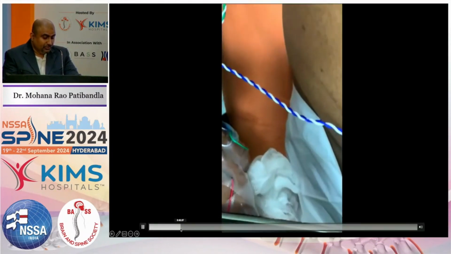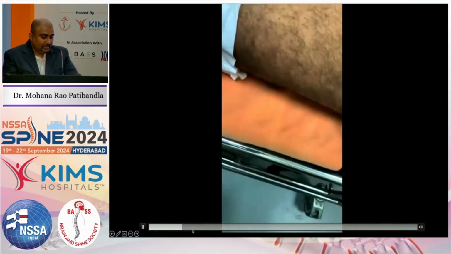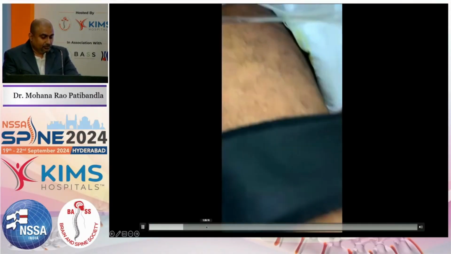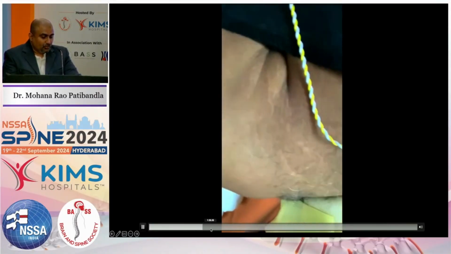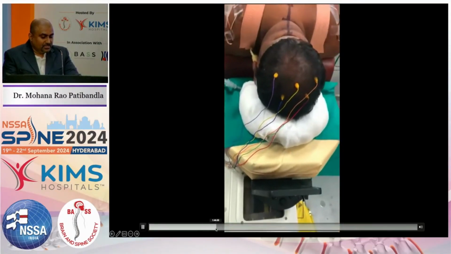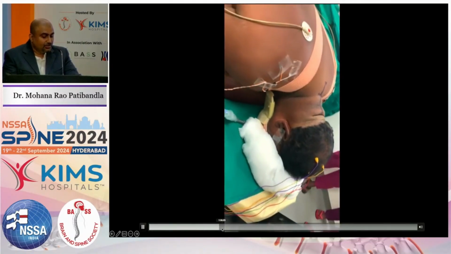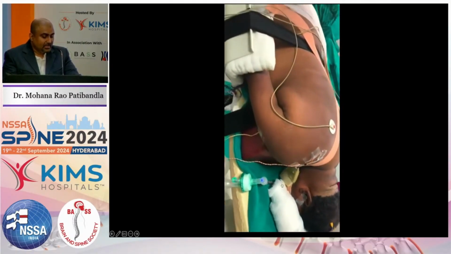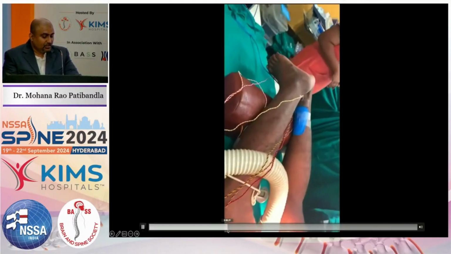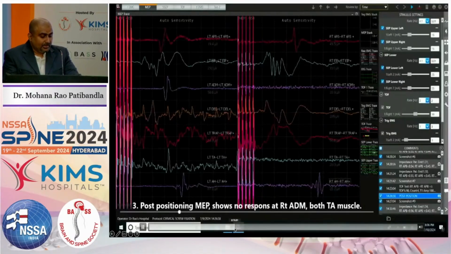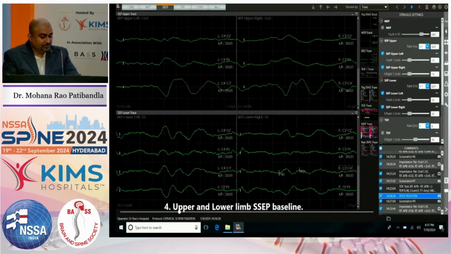First we will do the supine position, and then we'll go on to the prone position, and once again we will check it, and based on the MEP recordings and the changes, we will adjust the position. That's one of the most important things here. And once we are done, then we will see the post positioning, everything is the same.